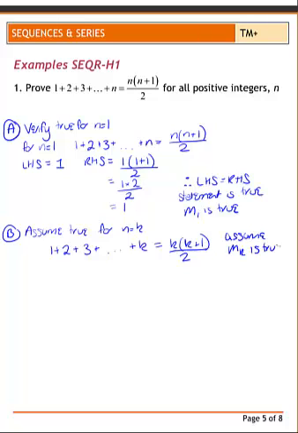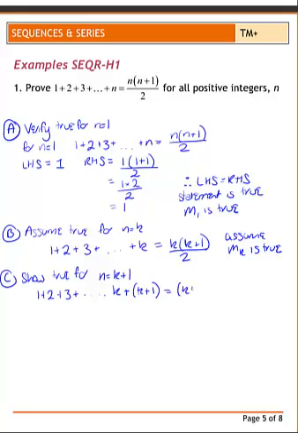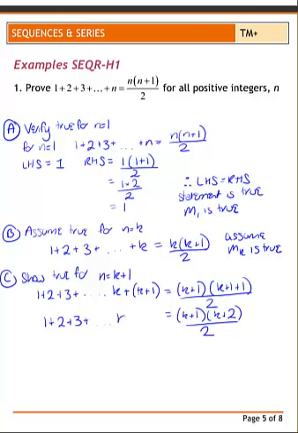Our last step is going to be that we have to show it's true for n equals k plus 1. So we've got 1 plus 2 plus 3 all the way up to k plus k plus 1, because we're going up to the next term, has to equal k plus 1 bracket k plus 1 plus 1 all over 2. And that's k plus 1 bracket k plus 2 all over 2. Okay, so that's what we're needing to show.